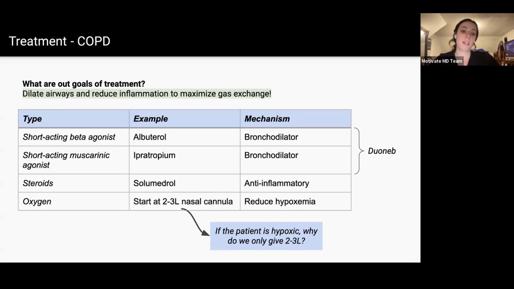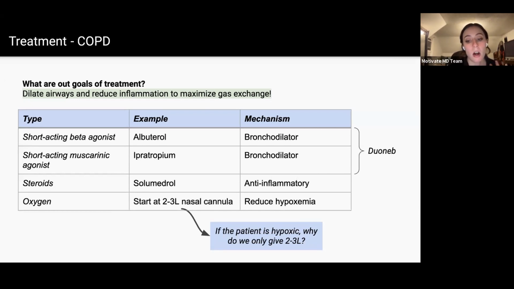The left column is a type, the middle is an example, like the name of one, and on the right would be the mechanism. So a short-acting beta agonist is going to be albuterol. This is a bronchodilator. A short-acting muscarinic antagonist, ipratropium, is also a bronchodilator, and together those are called the DuoNeb, like we talked about before. That's an inhaler. Steroids would be Solu-Medrol, and this is for anti-inflammation. And then oxygen, obviously, we want to start at 2 to 3 liters nasal cannula to reduce the hypoxemia that's going on.